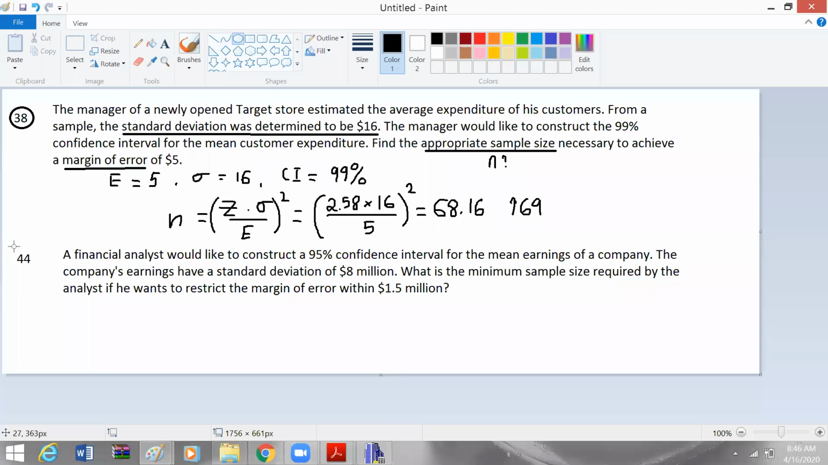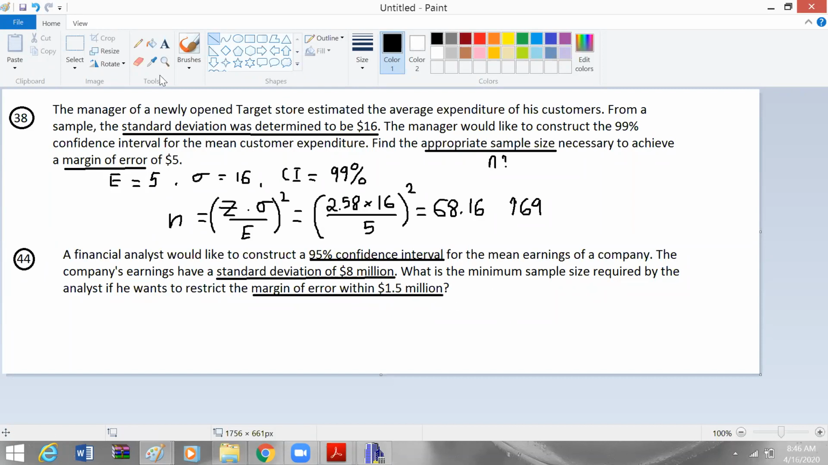So what does the question give us? The question gives us a 95% confidence interval. So this will be the CI, right? And this is given. And we also have the standard deviation equal to 8. This is also given. And what else? We also have the margin of error. The margin of error is followed by the keyword within. This is absolutely the E.